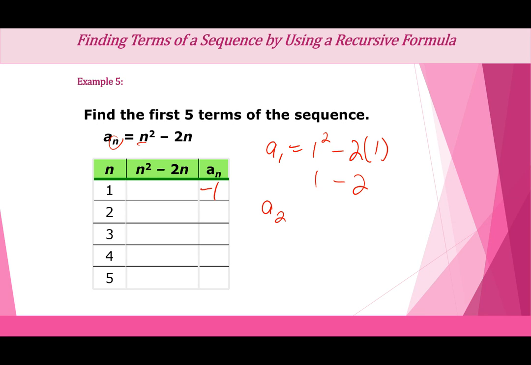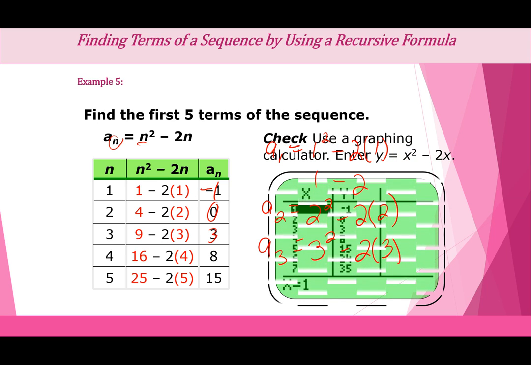If we wanted the second term of the sequence, then n is going to be 2. So that's going to be 2 squared minus 2 times 2. And that's 4 minus 4, which is 0. If we wanted a third term of the sequence, then we're going to use n as 3. So it'll be 3 squared minus 2 times 3, which is 9 minus 6, which is 3. And you get the idea. Let's go ahead and put the other results up here.